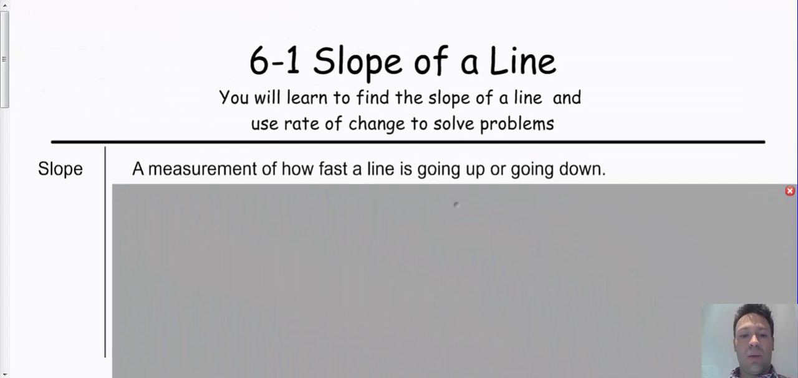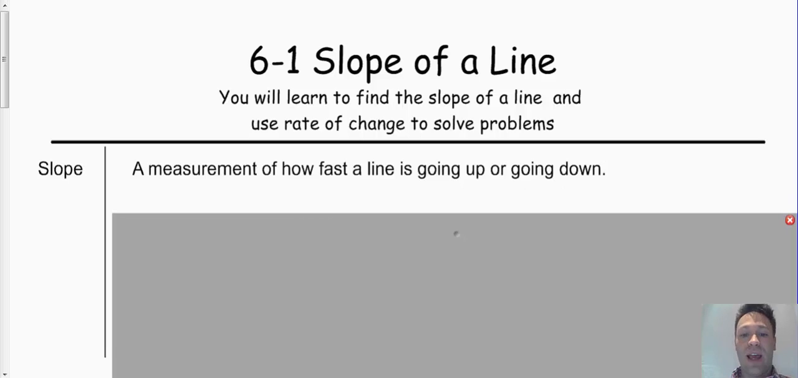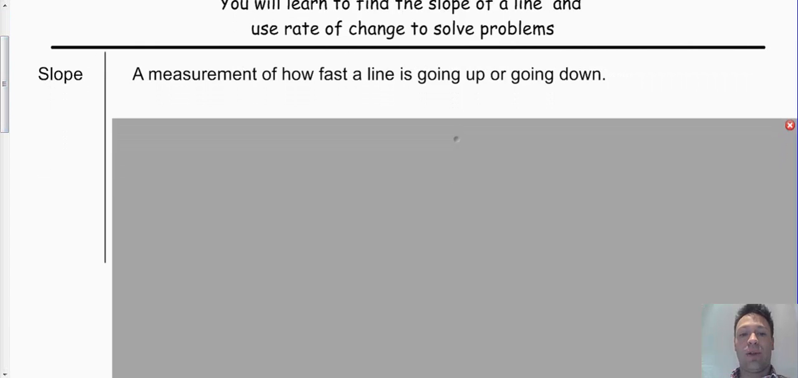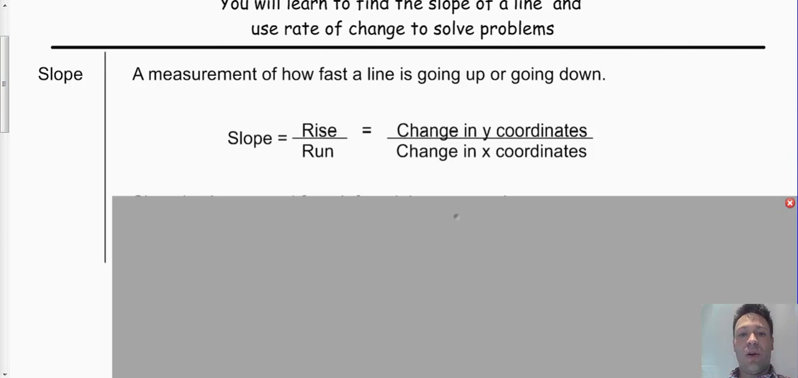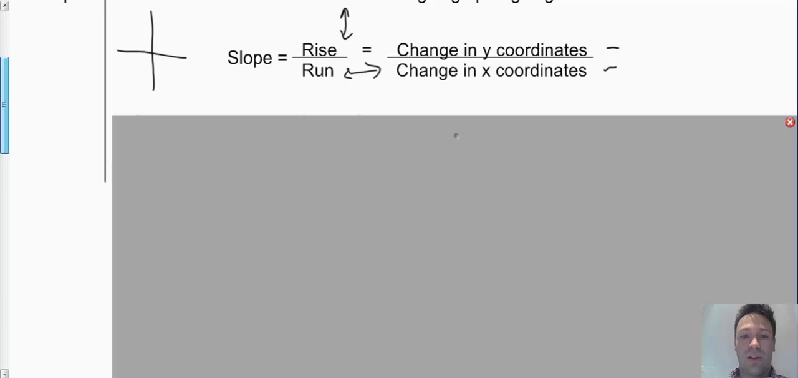First of all, what is slope? Slope is a measurement of how fast a line is going up or down, all right? We always want to think of slope as rise over run. It's the change in the y-coordinates, which we get by doing subtraction, and divide that by the change in the x-coordinates, which we get by doing subtraction as well. Remember, rise is up and down, which on a graph is our y. The run is left and right, and that's left and right on a graph as well. So you think of it as rise over run.